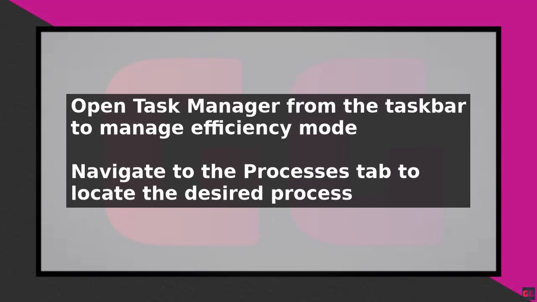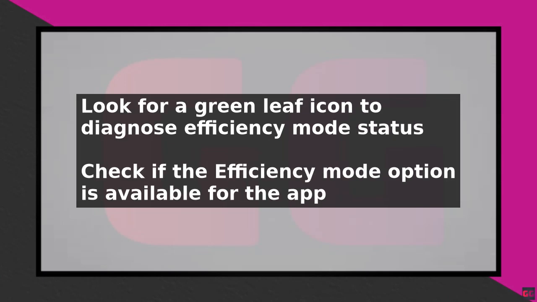To enable or disable efficiency mode for apps in Windows 11, start by right-clicking on an empty space in the taskbar and opening the Task Manager. Once open, navigate to the Processes tab and locate the process for which you want to enable or disable efficiency mode. Look for a green leaf icon under the status bar to diagnose the current efficiency mode status.